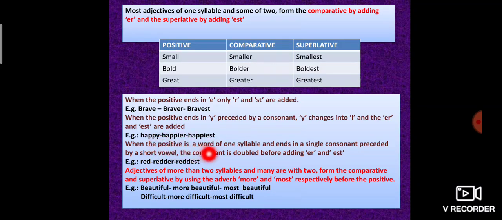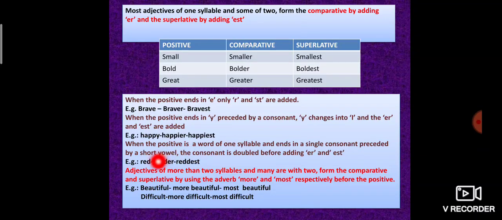Happier, happiest. When the positive is a word of one syllable and ends in a single consonant preceded by a short vowel, the consonant is doubled before adding er and est. For example, red. The last letter d is a consonant, but the letter before d is e, right? The consonant is doubled, right my dear students? For example, red: it will become red, redder, reddest.